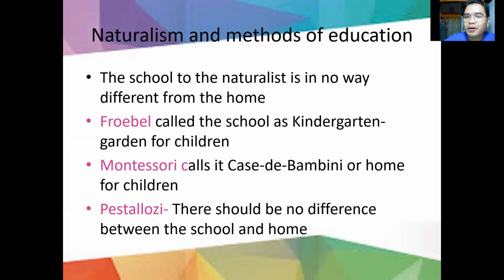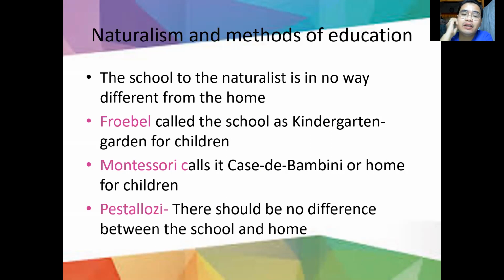So let's talk about methods of education and naturalism. If you look at this, it says that the school, to the naturalist, is in no way different from the home. Because naturalism deals with what's natural. Our learners are natural when they are at their home, so we have to take advantage of that. That is why the school should be in no way different from the home. In other words, we should design the school as if it is the second home of the learners.